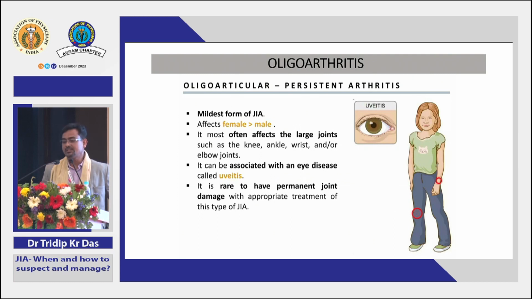So persistent JIA is the mildest form of JIA. Females are affected more than males. It basically affects the larger joints, and one of the most common complications of persistent oligoarthritis is uveitis. Those patients who are ANA positive are more vulnerable to getting uveitis. It is very rare for this disease to cause permanent joint damage unless you do not go for any treatment.